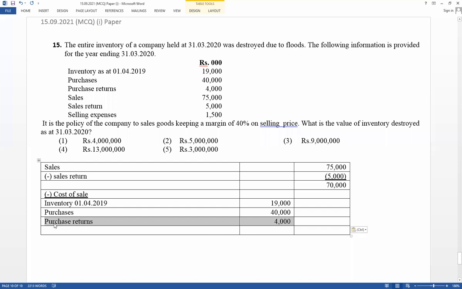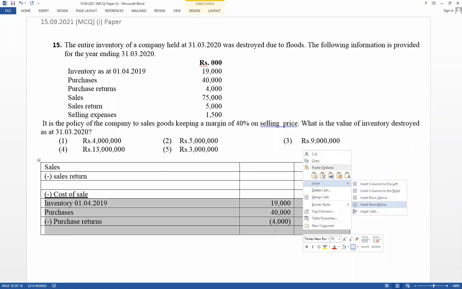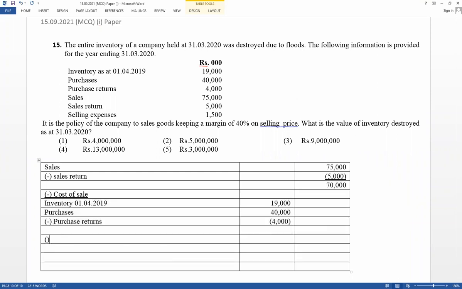Think, we are going to calculate cost of sales. Purchase return should be deducted within brackets. Then there is damage stock. Entire inventory was destroyed. Therefore, closing stock 0. Damage stock also, if available here, minus, as well as closing stock. Closing inventory also minus. Think entire inventory was destroyed. Therefore, closing stock also 0. We are going to calculate damage stock value. It has not been given.